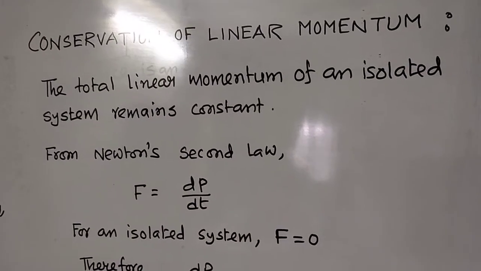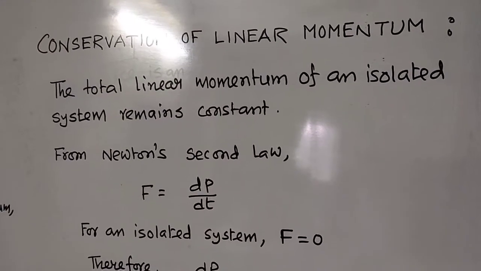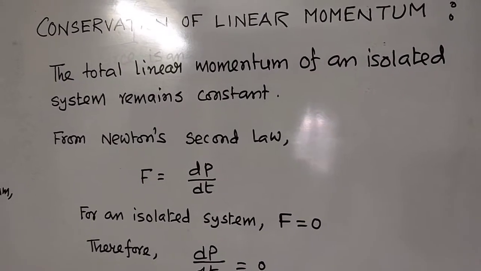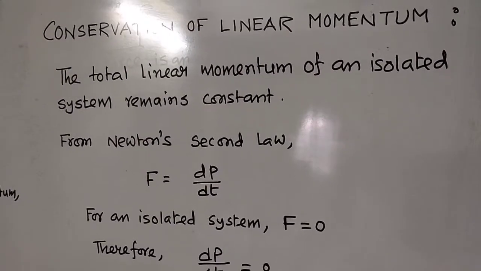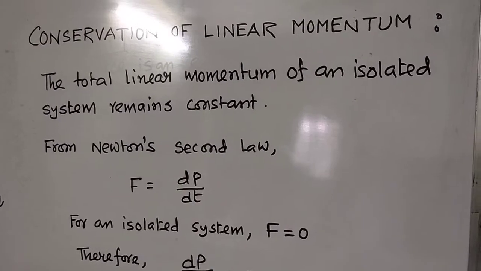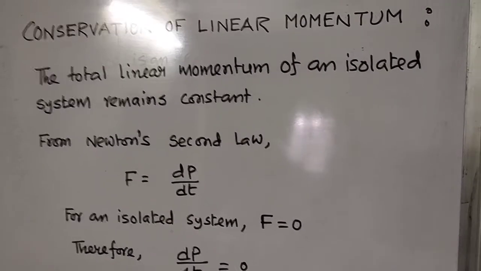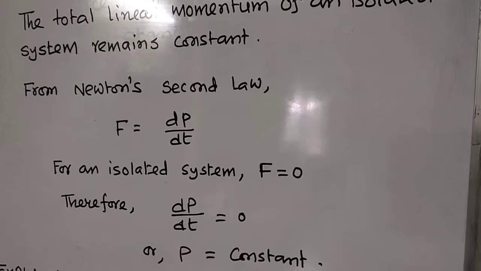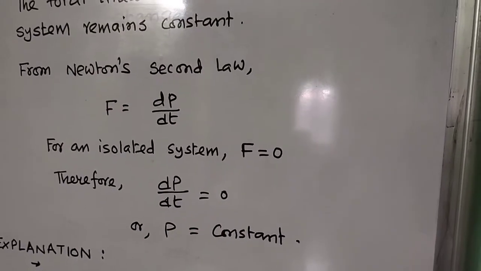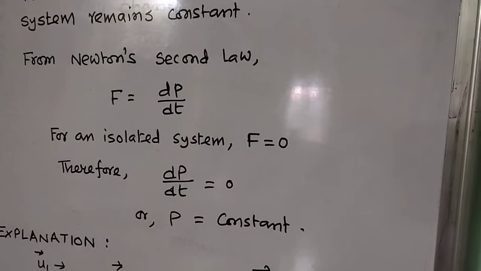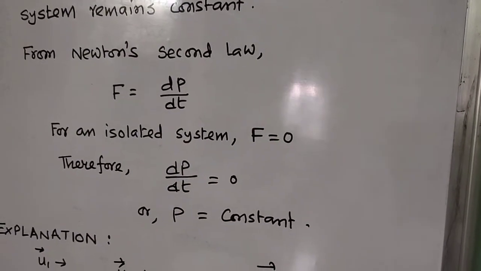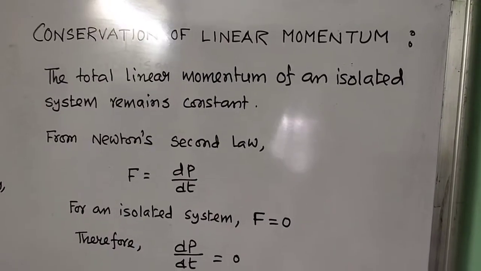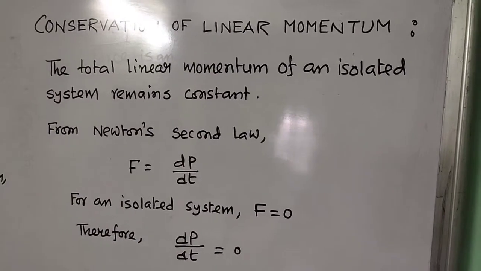Now from Newton's second law of motion, if we consider the constant of proportionality to be 1, then F equals dp/dt, that is, force is equal to the rate of change of momentum. For an isolated system, F equals 0, so dp/dt equals 0. The variation of momentum with respect to time is 0, which means that momentum is constant. So this is a simple explanation of the conservation of linear momentum.